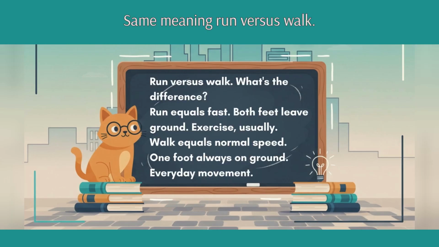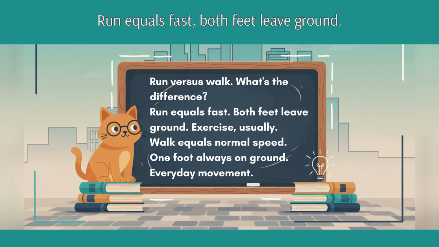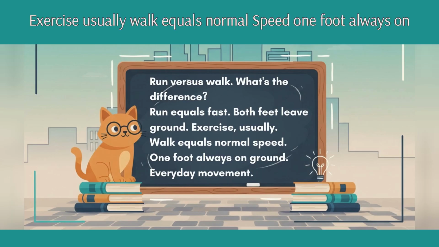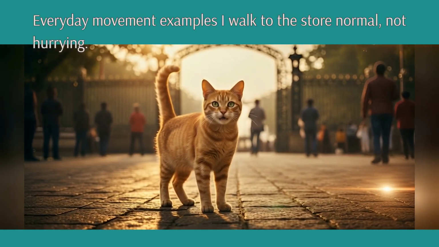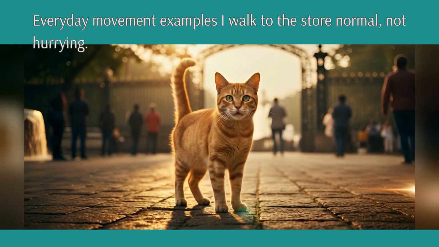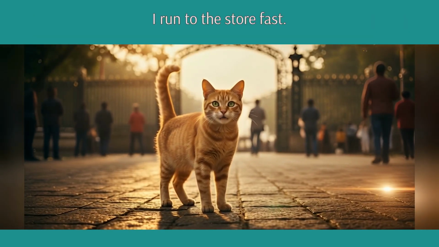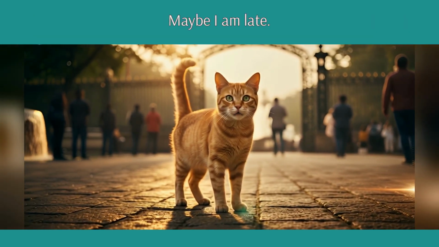Run versus walk. What is the difference? Run equals fast. Both feet leave the ground. Exercise, usually. Walk equals normal speed. One foot always on the ground. Everyday movement. Examples: I walk to the store. Normal, not hurrying. I run to the store. Fast. Maybe I am late.